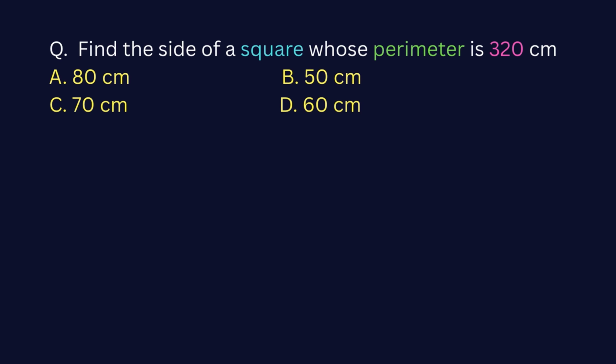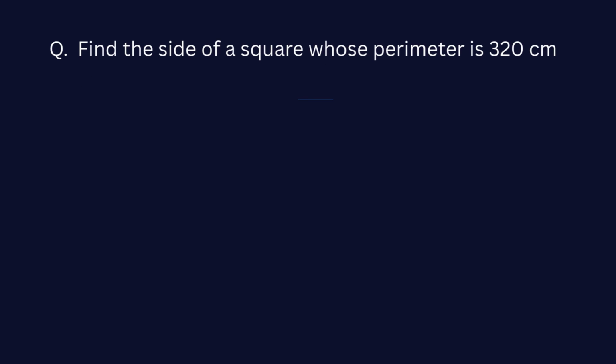Find the side of a square whose perimeter is 320 centimeters. Is it 80, 50, 70, or 60? Let's look at our square.